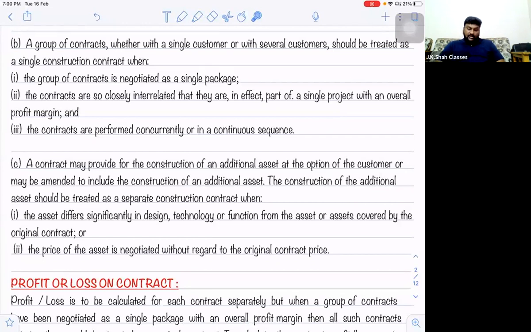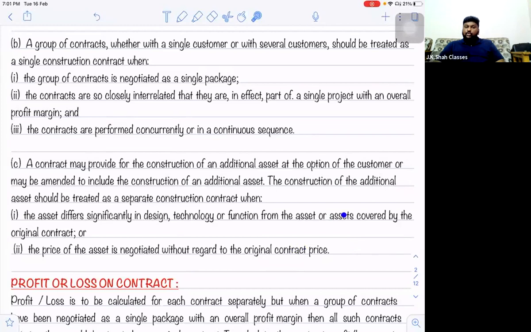So what it says: a contract may provide for the construction of an additional asset at the option of the customer, or may be amended to include the construction of an additional asset. The construction of the additional asset should be treated as a separate construction contract when the asset differs significantly in design, technology, or function from the asset or assets covered by the original contract, or the price of the asset is negotiated without regard to the original contract price.